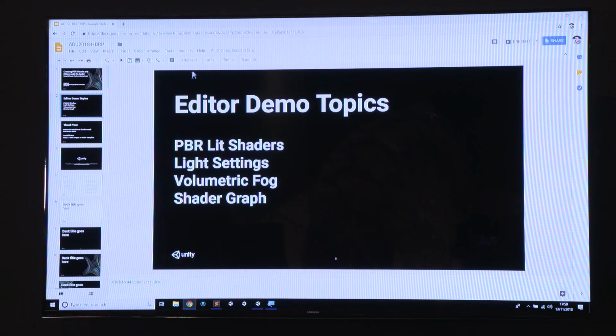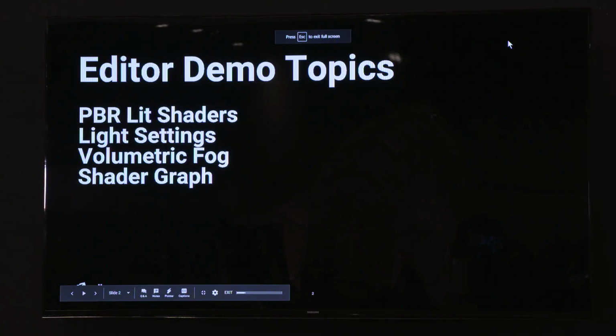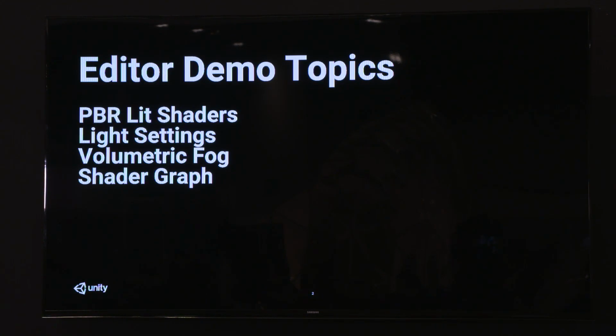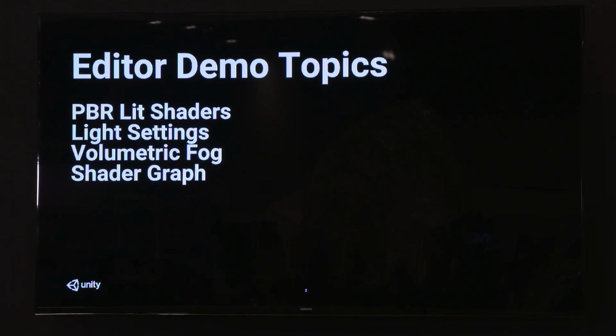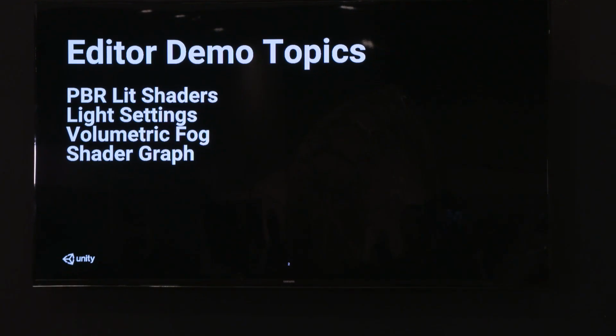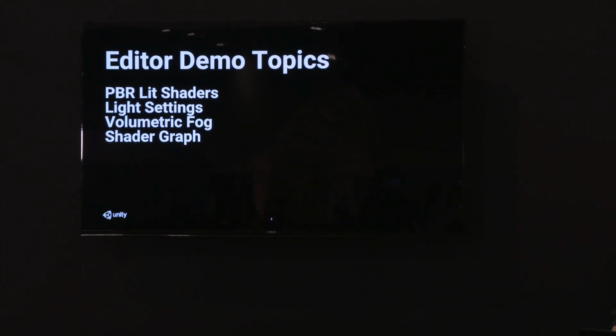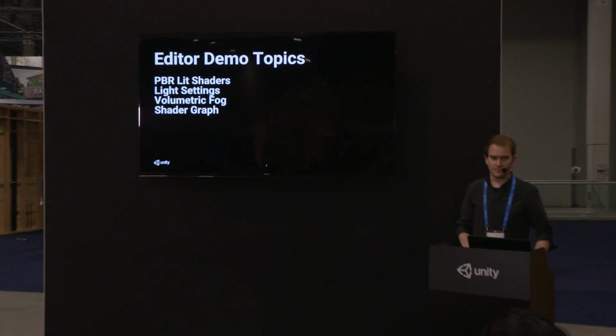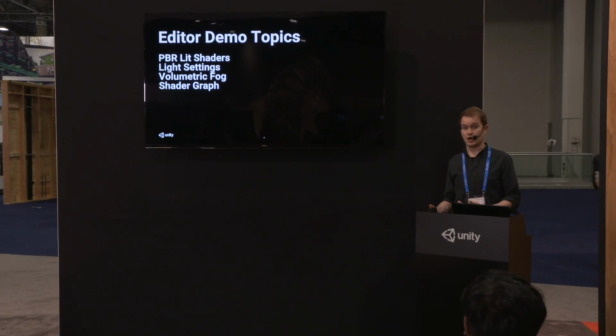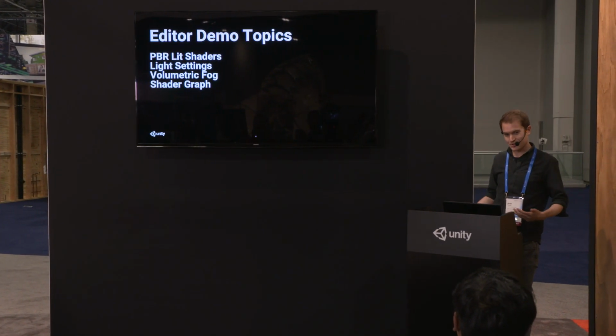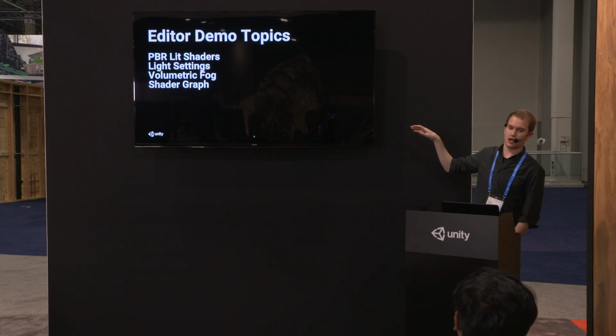So that's pretty much the end of my session, covering PBR lit shaders, a few different light settings, volumetric fog, which you can add very easily in Unity, and everything automatically adapts to it, and shader graph to create some kind of node graph. So it's a rough intro. Obviously, what I showed has a lot more depth to it, but we have a lot of information online about shader graph.